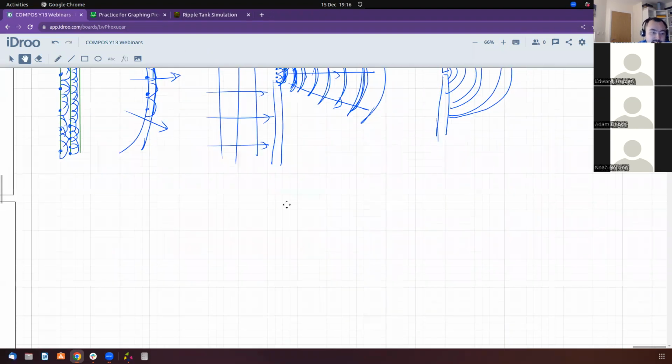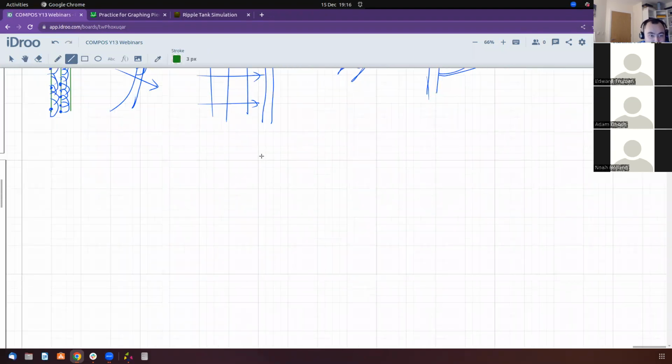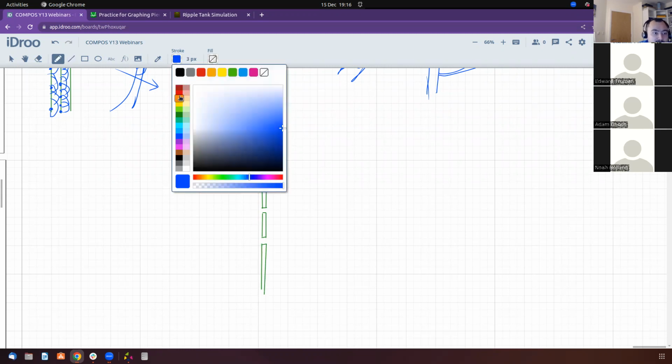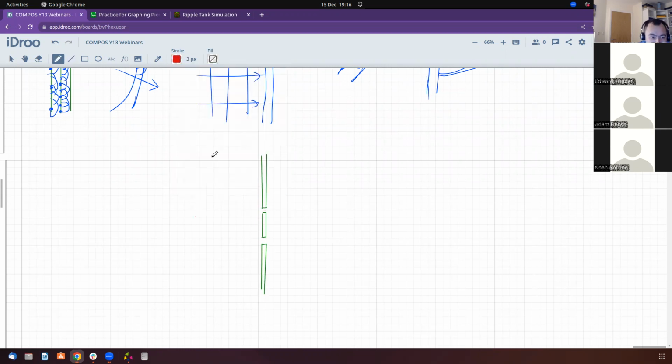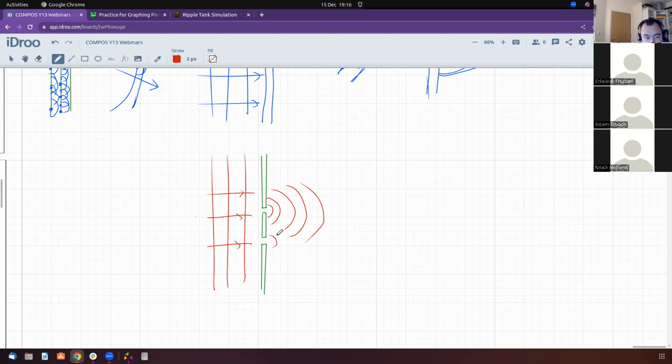Double slit interference can also be explained using the Huygens principle. You have two slits and you have waves coming through. So you have waves incident on the two slits, and you have two waves. Okay.